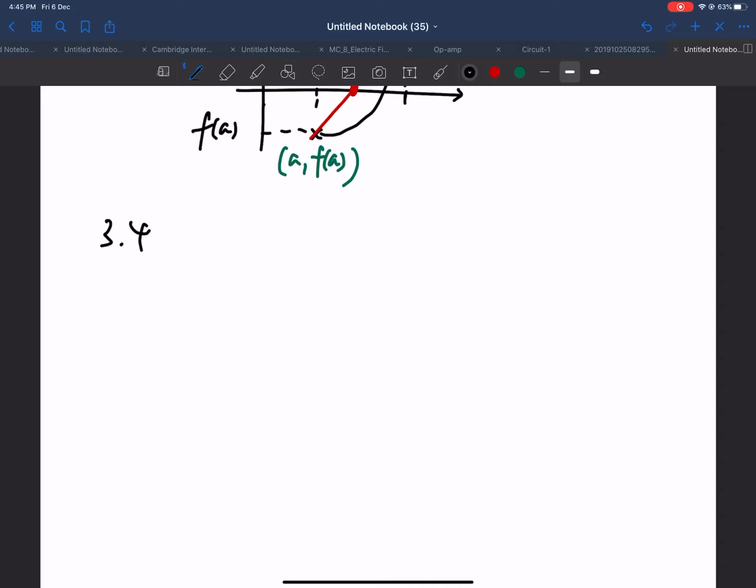Then later on we can do some chapter review questions. Now 3.4 is the Newton... I don't know how to pronounce it.